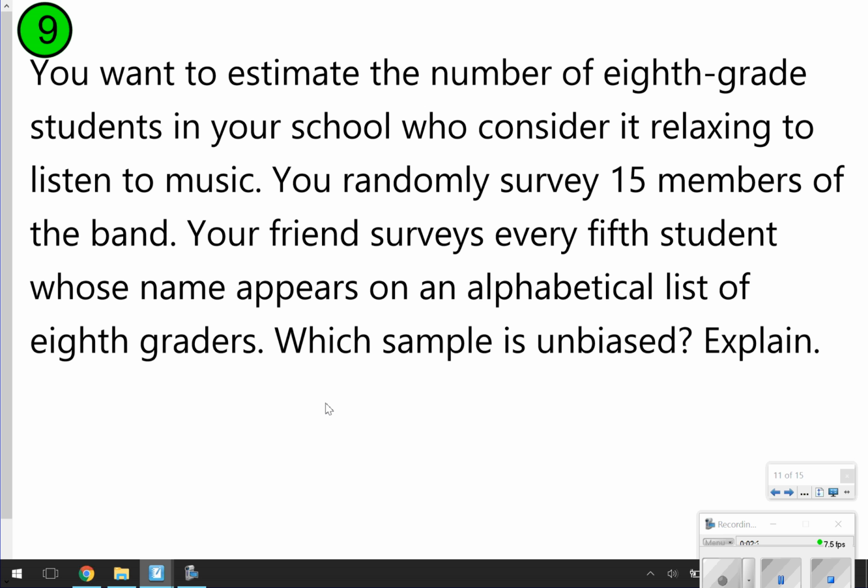Number 9 says, you want to estimate the number of 8th grade students in your school who consider it relaxing to listen to music. If you randomly survey 15 members of the school band, but your friend surveys every 5th student whose name appears on the ABC list of 8th graders, which sample would be unbiased? Would your sample be unbiased, or would your friend's sample be unbiased? Make sure you take time to explain your answer, so go ahead and pause the video and try answering this question with your partner.